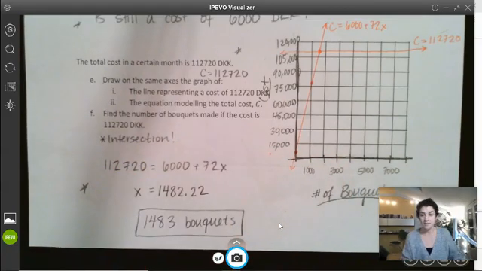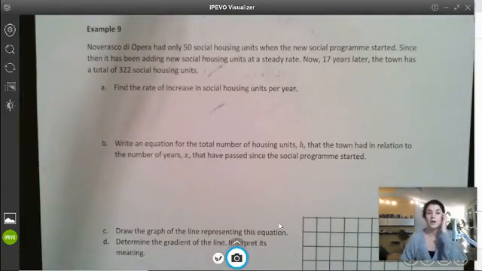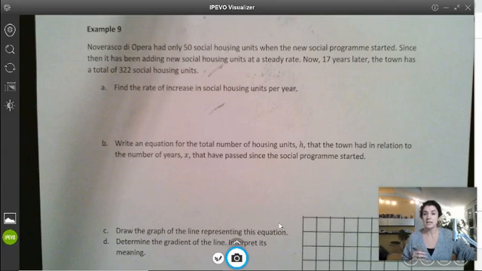Okay, let's move on to our last problem. Novo Rasco de Opera had only 50 social housing units when the new social program started. Since then, it has been adding new social housing units at a steady rate. Now, 17 years later, the town has a total of 322 social housing units.